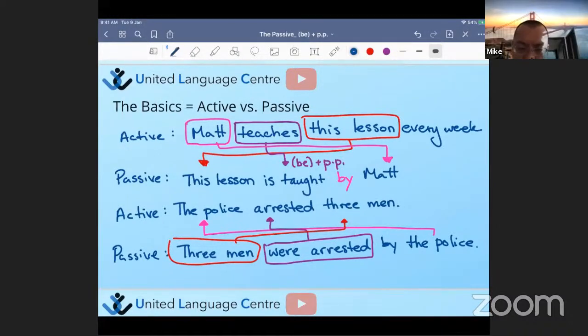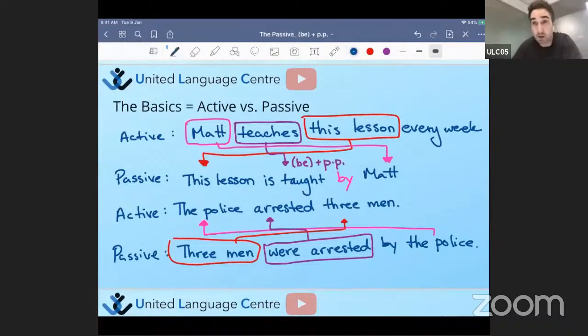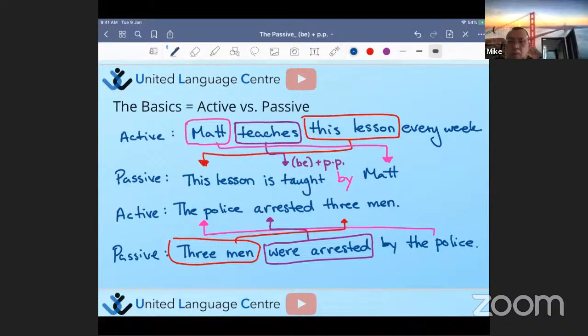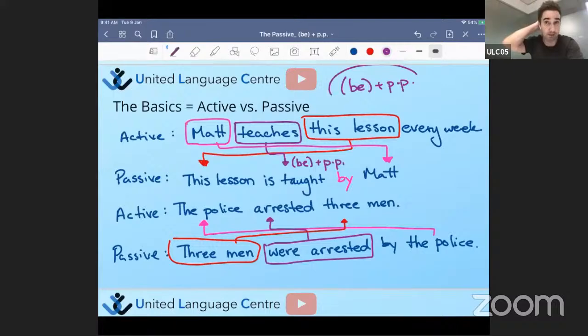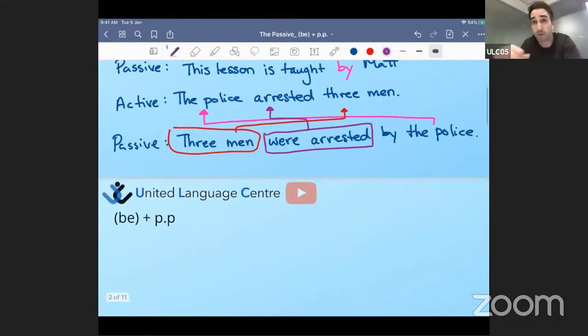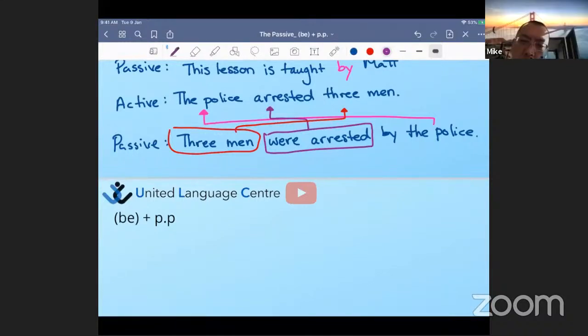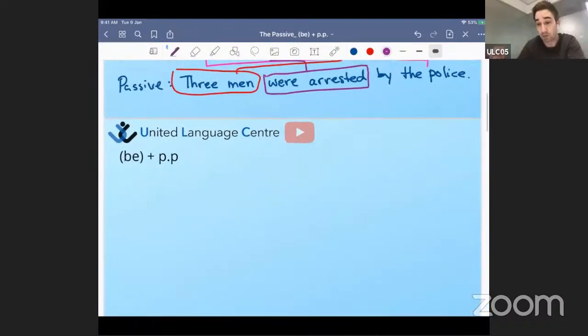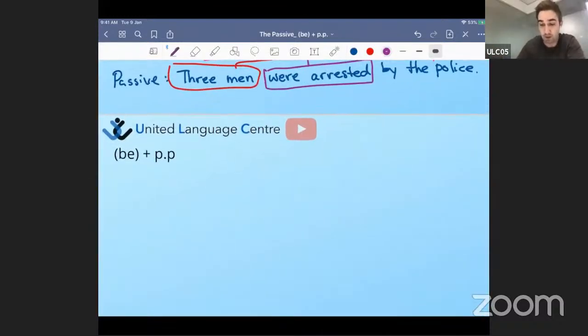But the main part that you need to get out of this first part of the lesson is be plus PP. Really important. All passive sentences will have some form of be plus PP, right? Be plus PP. Okay, so we can do a few examples.